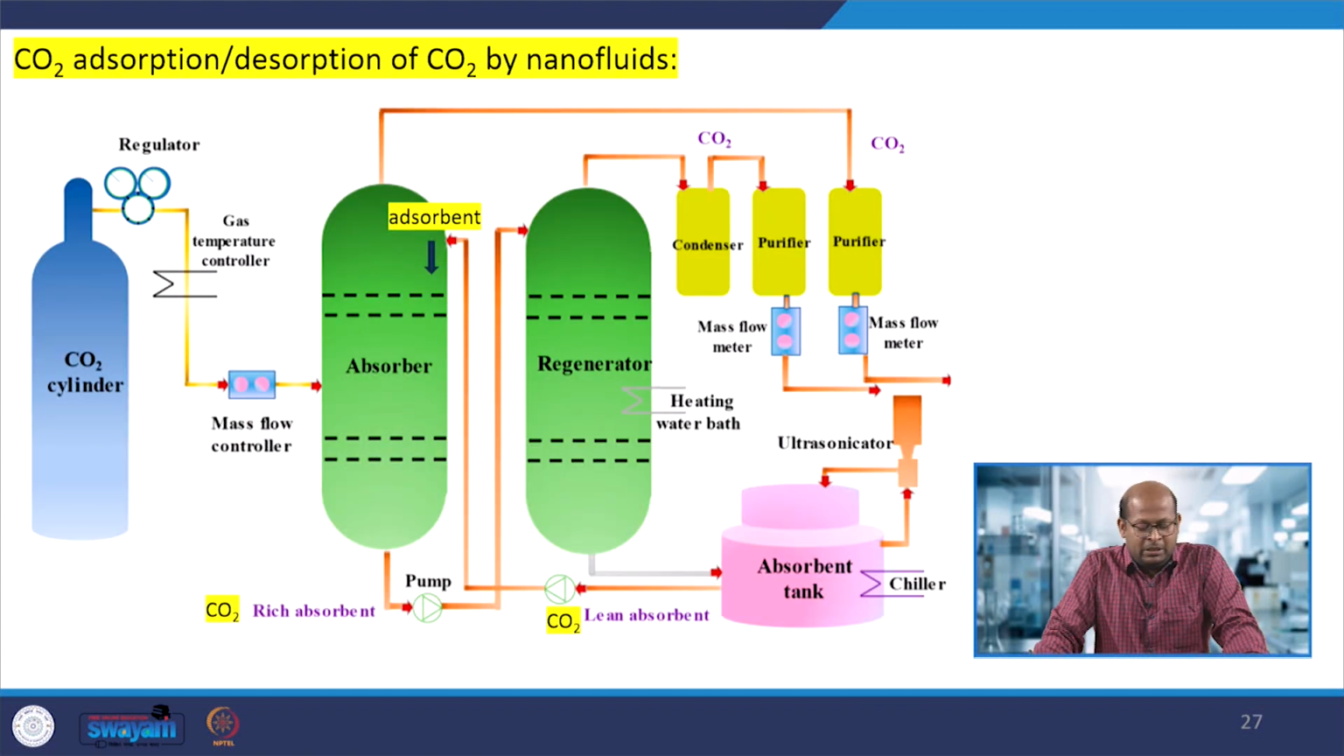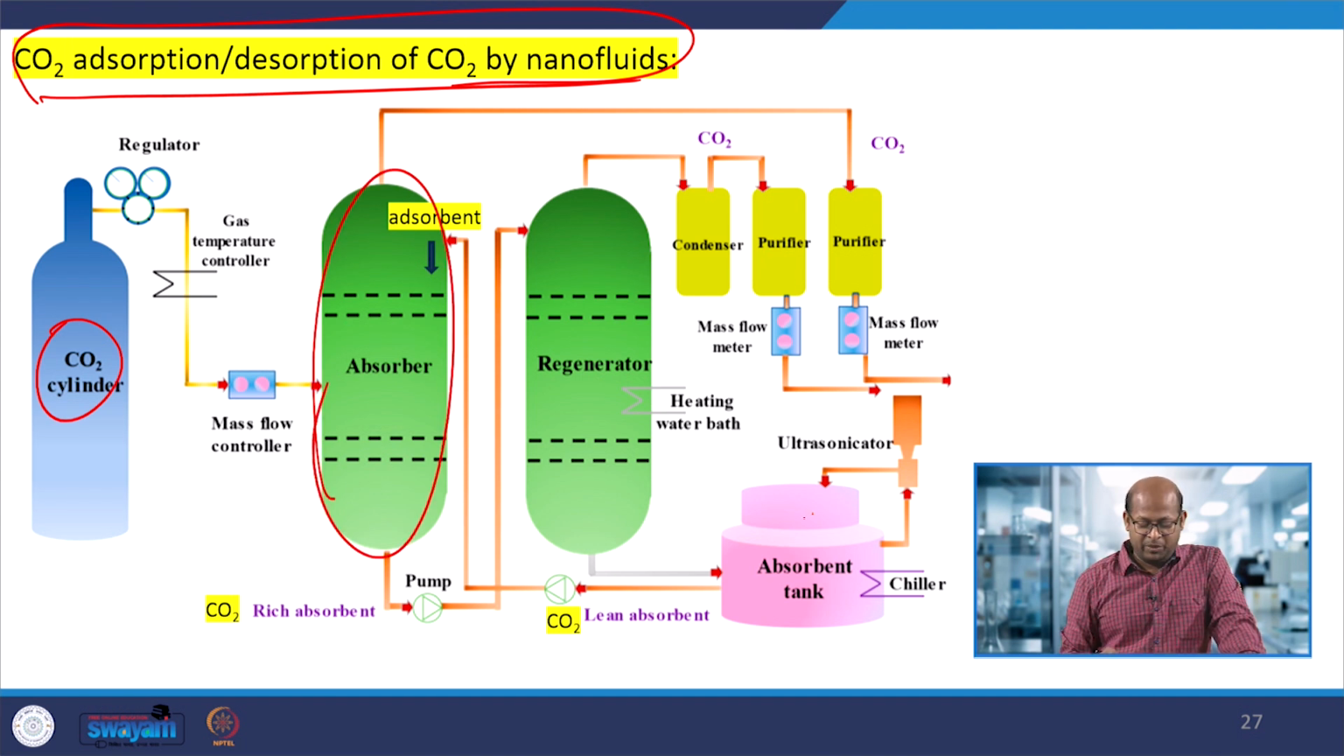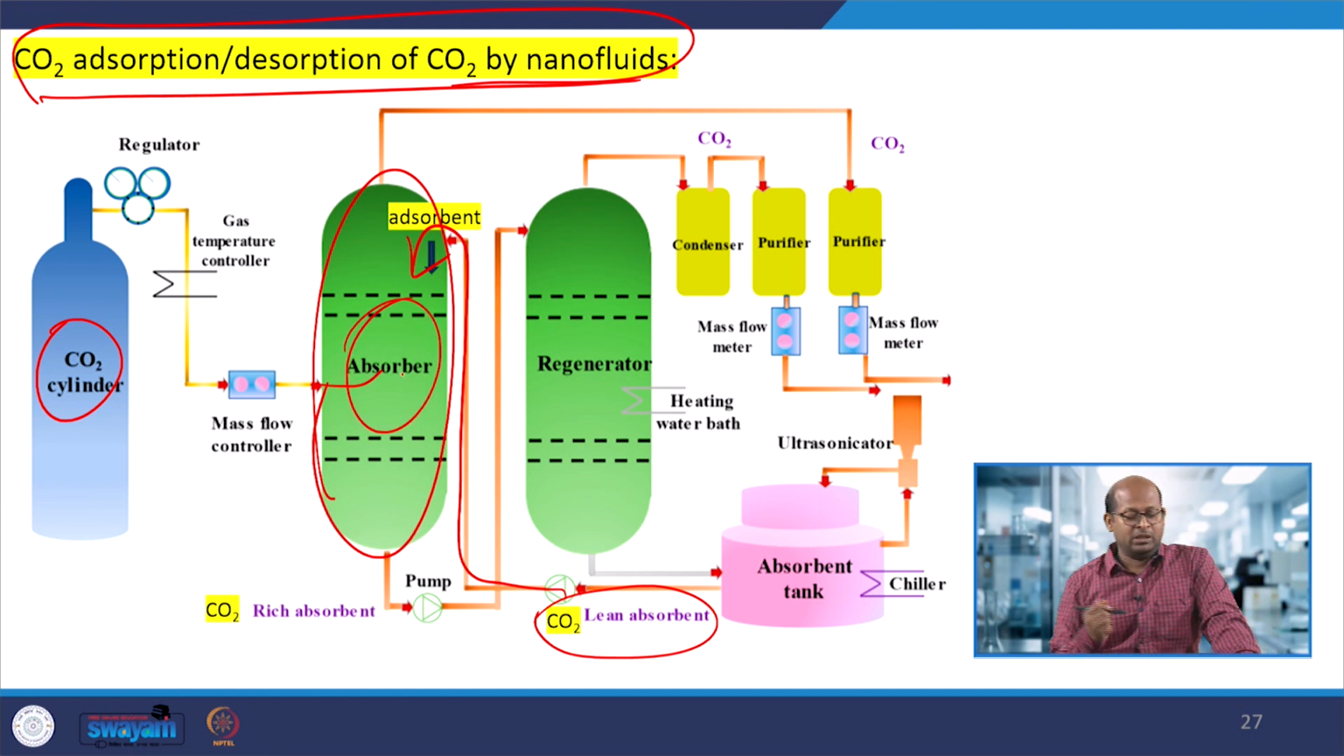So, here is the experimental setup for a CO2 adsorption-desorption experiment, or mass transfer operation, using nanofluids, showing how the fluids perform. Here a CO2 gas cylinder was taken, and here is the absorber. The base fluid, the CO2 lean adsorbent, is passed through here, and the gas is passing through here, and they are mixed. Then the CO2 gas and nanofluids come in contact and mass transfer takes place, so CO2 gas is absorbed in the nanofluids. After that, the CO2 rich adsorbent is passed to the regeneration.